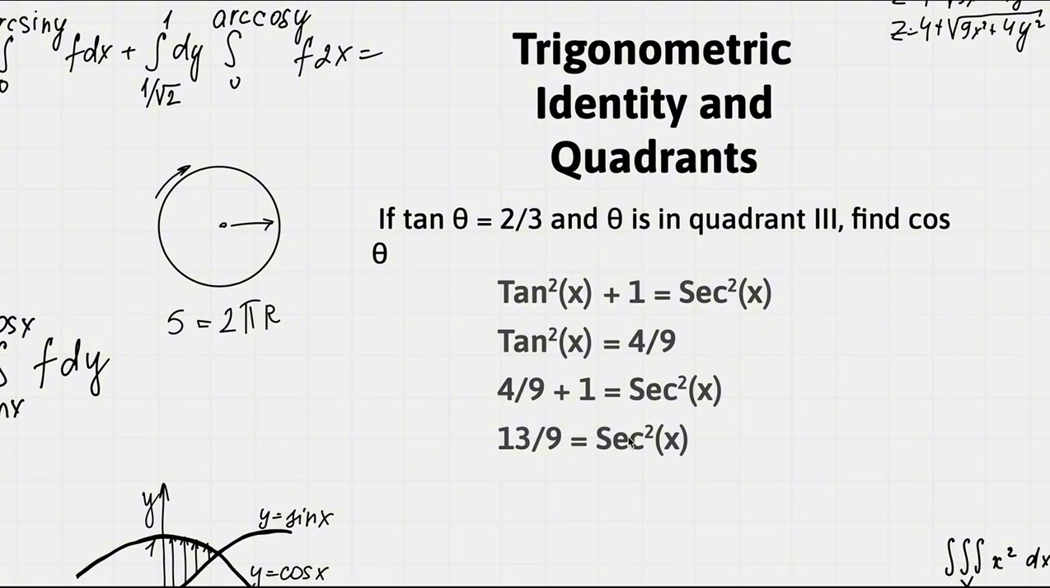We know that secant is 1 over cosine, so we can flip it and have 9 over 13 equals cosine squared. And since it's still squared right here, we take the square root of both sides to get the square root of 9 over 13 equals cosine of x. Because it's in quadrant 3, we know that cosine is going to be negative. So we know that it's negative square root 9 over 13 equals cosine of x.